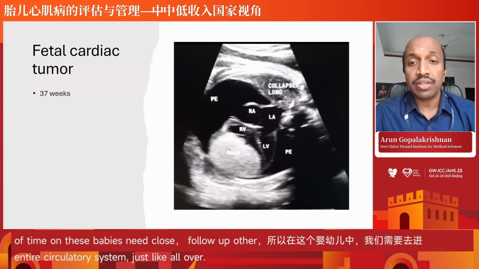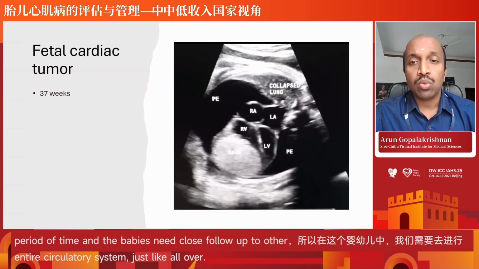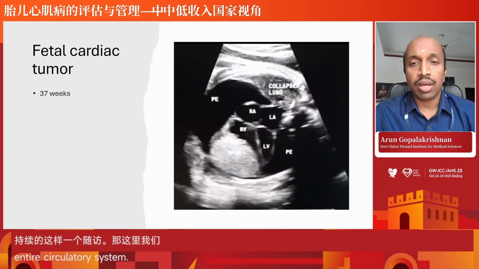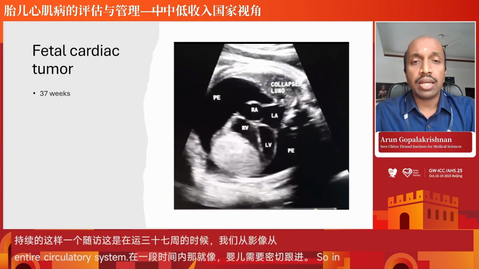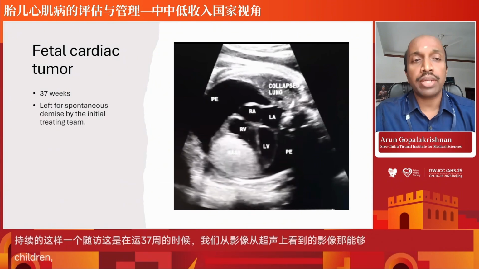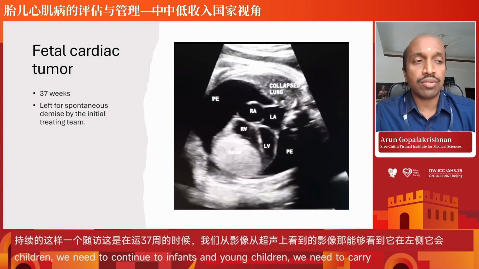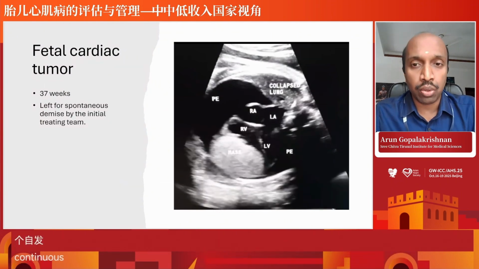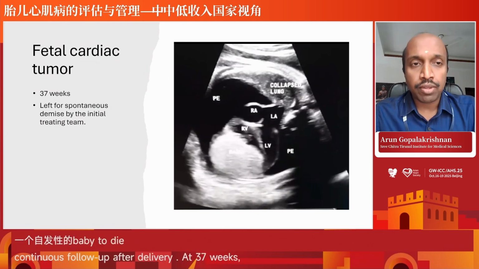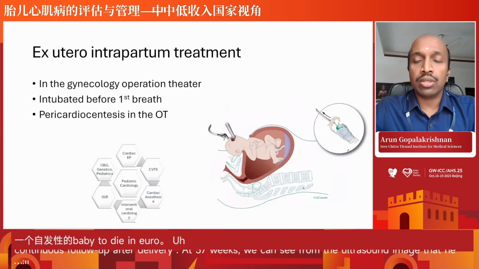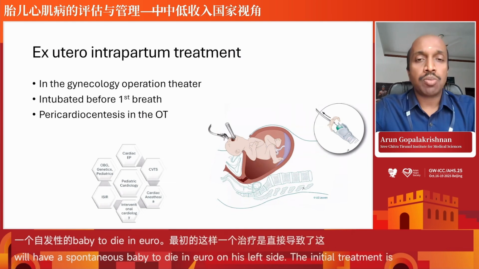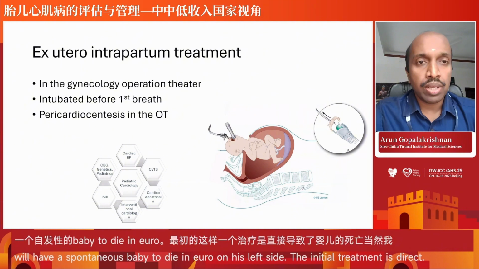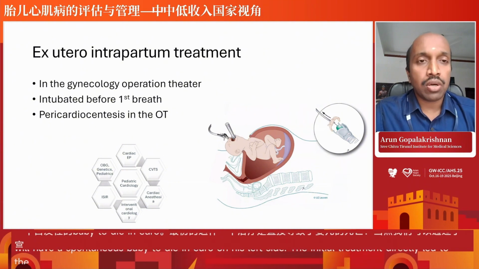This was a 37-week fetus who was diagnosed to have fetal hydrops with a gross tumor. And unfortunately, it was left for a spontaneous demise by the treating team, and they were waiting for the baby to die in utero. When we saw the baby, we rushed the baby, in collaboration with our obstetrics team across the road in the Government Medical College.